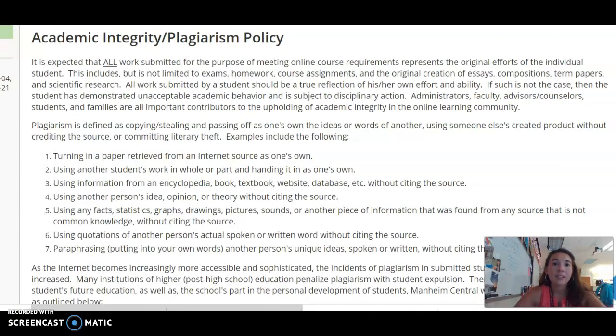It is expected that all work submitted for the purpose of meeting online course requirements represents the original efforts of the individual student. This includes, but is not limited to, exams, homework, course assignments, and the original creation of essays, compositions, term papers, and scientific research. All work submitted by a student should be a true reflection of his or her own effort and ability. If such is not the case, then the student has demonstrated unacceptable academic behavior and is subject to disciplinary action.